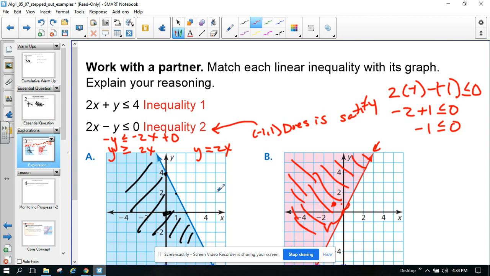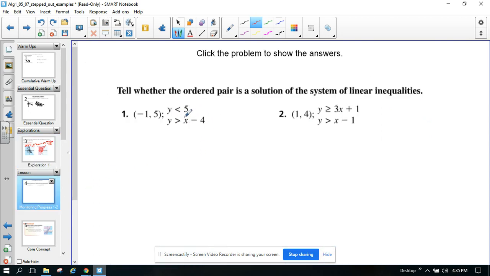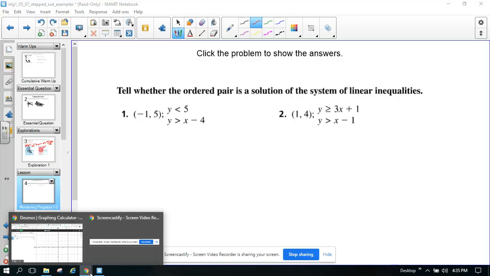I realize I'm moving real fast. Don't worry. That's how we do it by hand. I'm actually going to ask you to do it on a graph instead. I mean on Desmos. So if I were to graph y is less than 5 and y is greater than or equal to x minus 4, I am going to show you how you would use your Desmos.